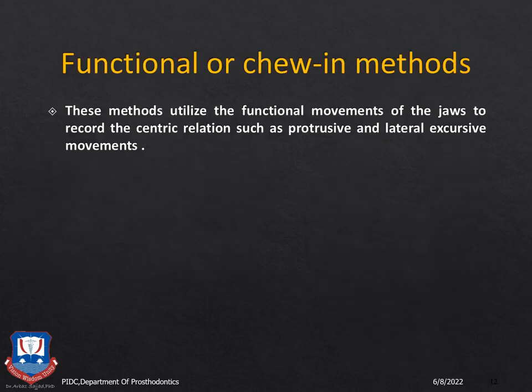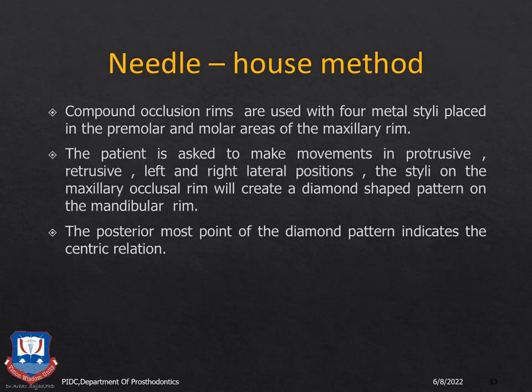So now coming to the functional or chewing methods, these methods, as I mentioned, utilize the functional movements of the jaws to record centric relationship, such as protrusive and laterotrusive movements. The first method, as I mentioned, was the Needle House method. In this method, basically, compound occlusal rims are used with four metal styli or studs placed in the premolar and molar area of the maxillary occlusal rim. So instead of a wax rim, we have a compound rim in which four styli are placed, two on either side of the ridge, that is on the occlusal surface.